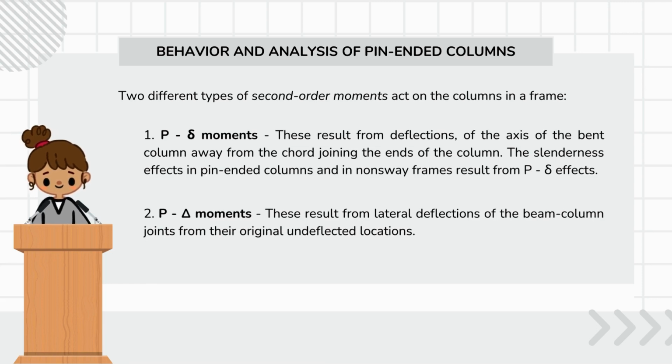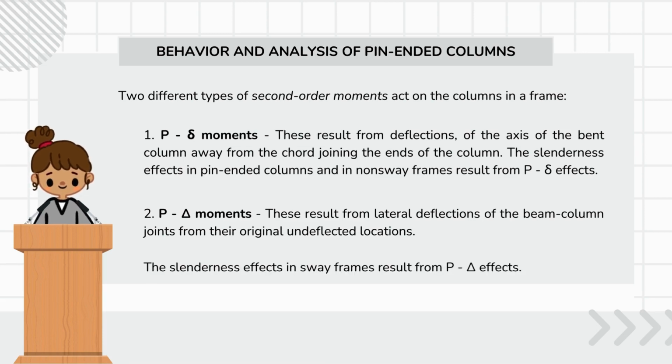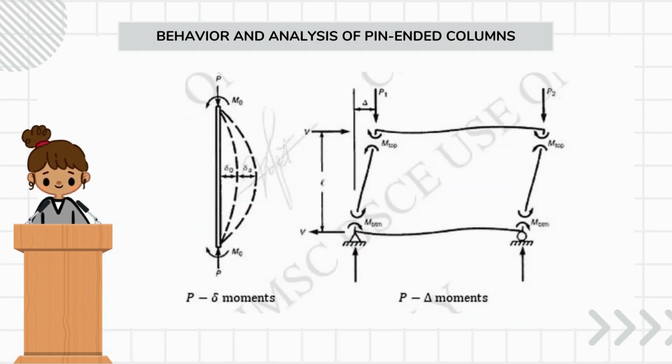Second is the P capital delta moments. These result from lateral deflections of the beam column joints from their original undeflected locations. The slenderness effects in sway frames result from P capital delta effects. Take a look at the figure on the screen. The P small delta moments are moments caused by buckling, while the P capital delta moments are caused by sidesway, or the movement of the floors relative to each other.